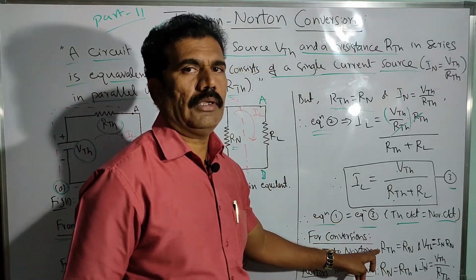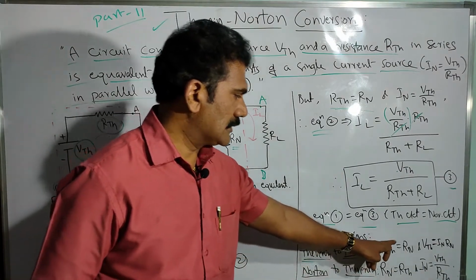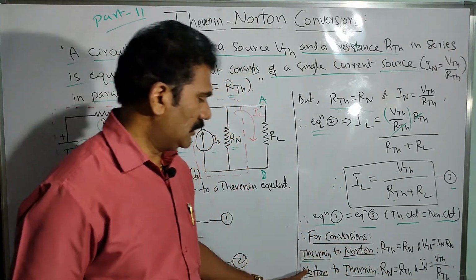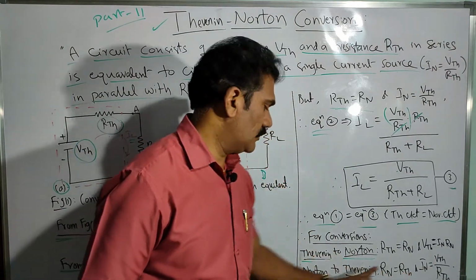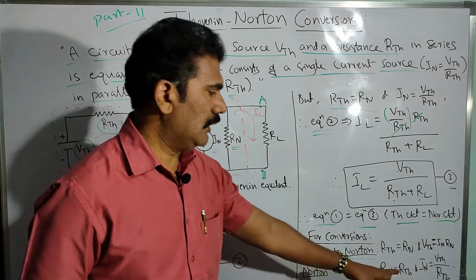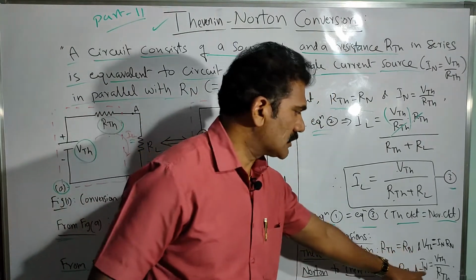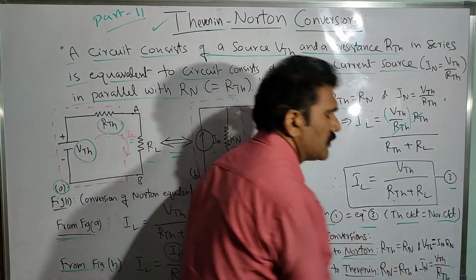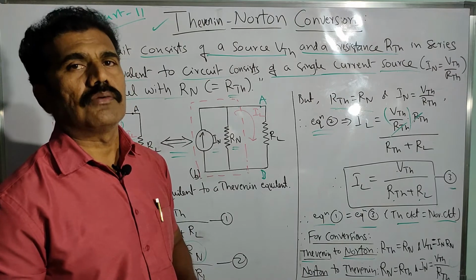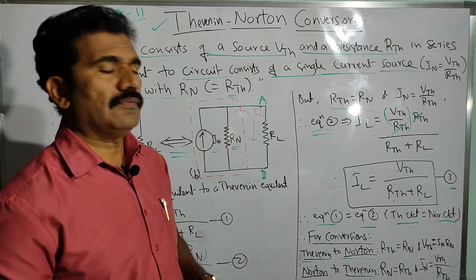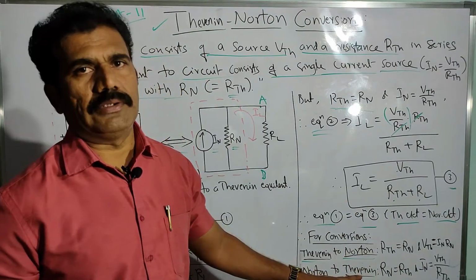So you should consider directly VTH is equal to IN into RN, so that the circuit converts from Thevenin's to Norton. Similarly, Norton to Thevenin: how do you convert? Consider the Norton's resistance present in the Norton circuit, and assume that as RTH. Similarly, wherever the current source IN is there in the Norton circuit, that IN must be taken as the ratio VTH by RTH. Then you will get the Thevenin's equivalent circuit. So this is the way of converting either Thevenin to Norton or Norton to Thevenin.